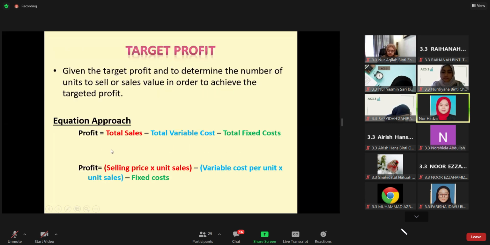Whatever it is, if you are using the equation approach, this is the equation. There is nothing else. You will just work around this area.